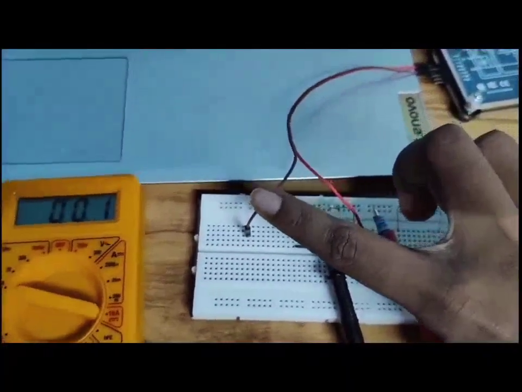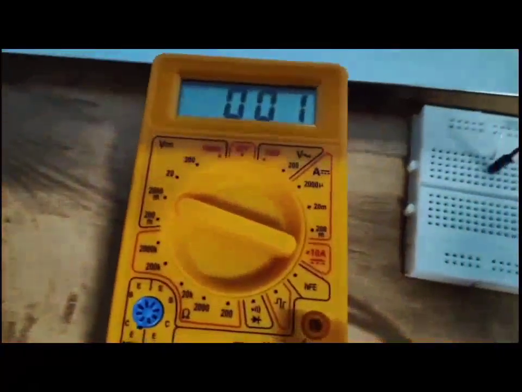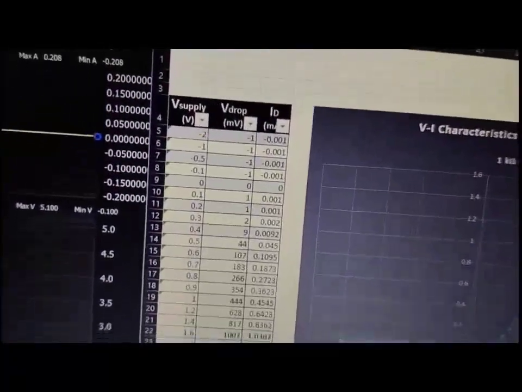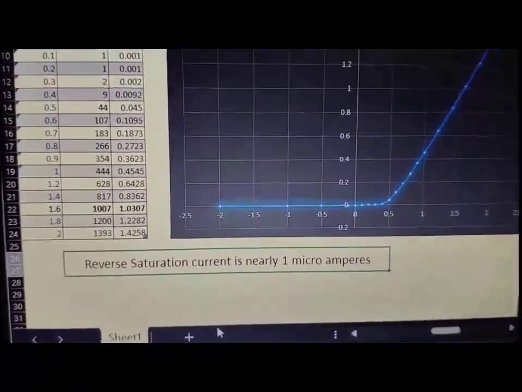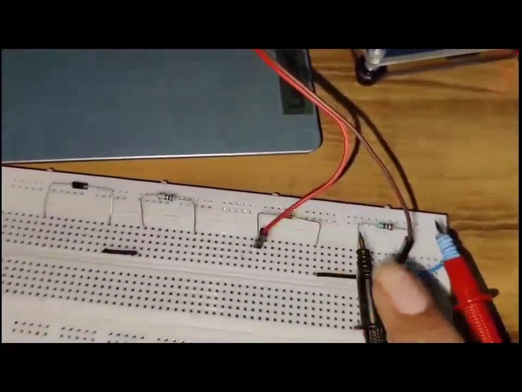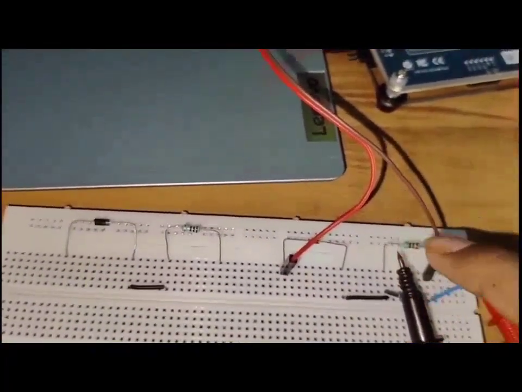You can see reverse bias is just the opposite, with ground and VCC swapped. Now the data of reverse bias is also plotted. The reverse saturation current is nearly 1 microamp. Now we are moving to the second part, that is part 4.